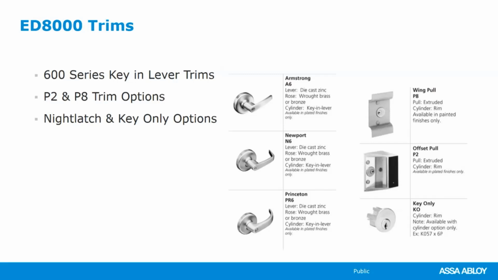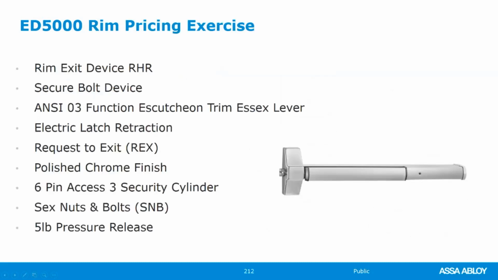Let's go ahead and take a look at some part numbers and do some pricing exercises here. We need an ED 5000 series device, rim, right-hand reverse, secure bolt. We want an ANSI 03 function escutcheon with an Essex lever trim. We want electric latch retraction. We want request to exit switch, polished chrome finish. We want a cylinder. We want the Access 3 security cylinder. We want through bolts, and we want the 5-pound pressure release.